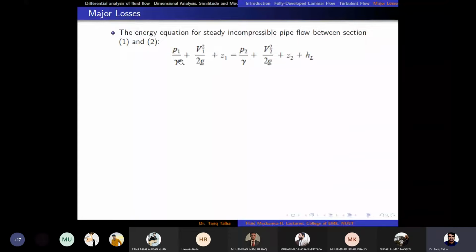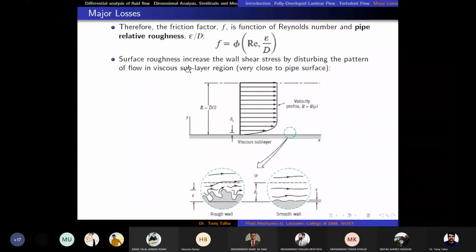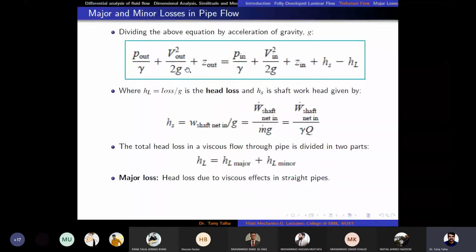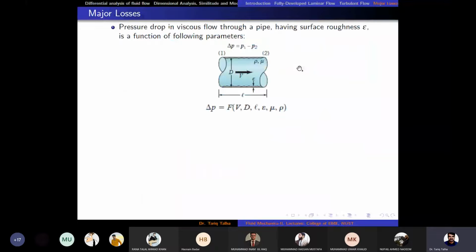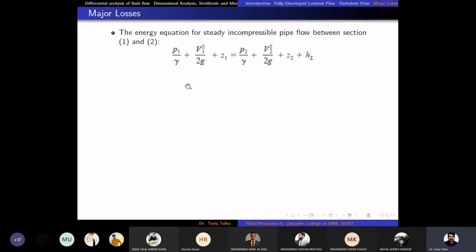Okay, so after that, I have written that equation here. In this equation, this was P2, V2, and Z2. So this HL, when it goes on the left hand side, it would be added as plus HL. And this was P1, V1, and Z1, right? So that's why we have written this equation here: P1 plus V1 plus Z1 is equal to P2, this pressure head, plus V2 plus HL.